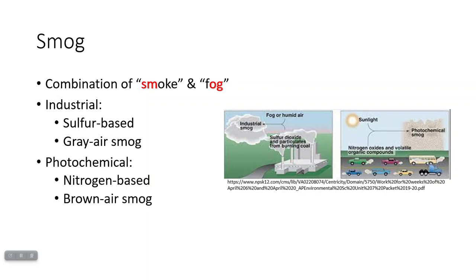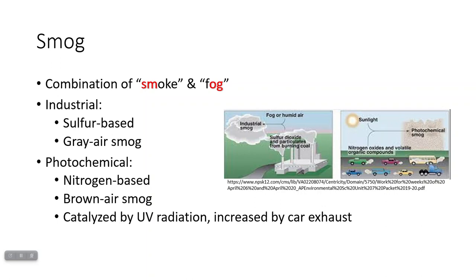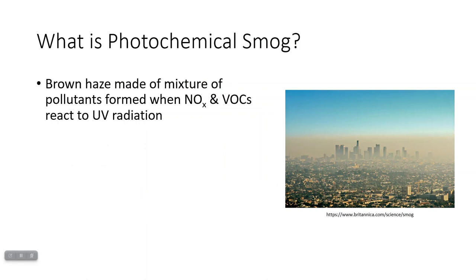And it is also called brown air smog because it tends to create this kind of brown haze over cities. It is catalyzed by UV radiation. That means that ultraviolet radiation from the sun, which you see in this diagram here, is necessary to the formation of photochemical smog. And that's going to be a common theme that we talk about in this lesson. So what is photochemical smog? Like I said, it's kind of brown. So here's a picture showing a city with a nice hazy layer of smog over it. And it's made of a mixture of pollutants, secondary pollutants formed when NOx's and VOCs react together. And this reaction is powered by UV radiation, which makes the chemical reaction happen.